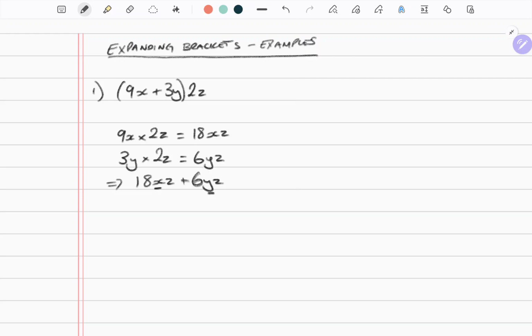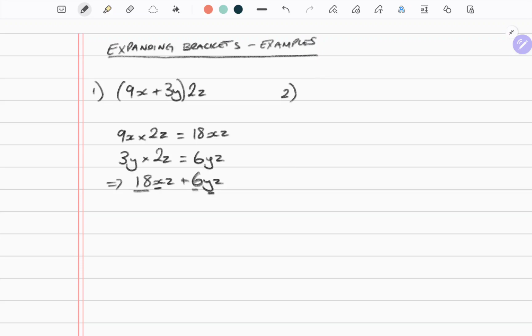Looking at this and this here, the x and the y, it's just nice to have it in alphabetical order if possible. It's not necessarily a rule, but it just neatens it up a bit. You may look at the coefficients and go from highest to lowest. It's up to you, but just try and neaten it where you can, I think is a good idea.